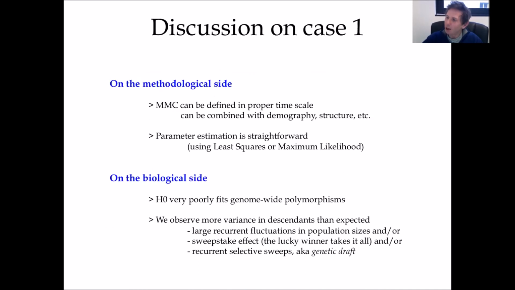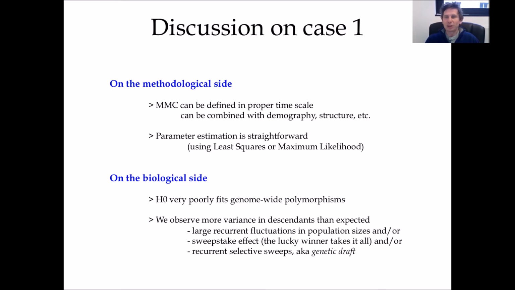So just closing on this first case. It's interesting to notice that the multiple merger correlation model that were mostly used by mathematicians can be defined in a proper timescale so that we can combine them with demography, structure, and all the tools we have in population genetics. The parameter estimation is straightforward, right? You can use either least square or maximum likelihood. That's very easy, and it gives the same answer.